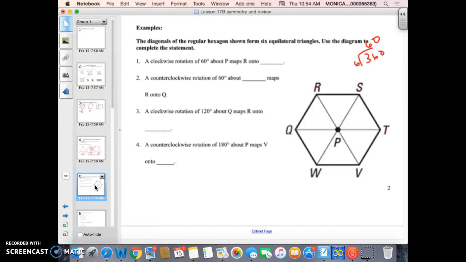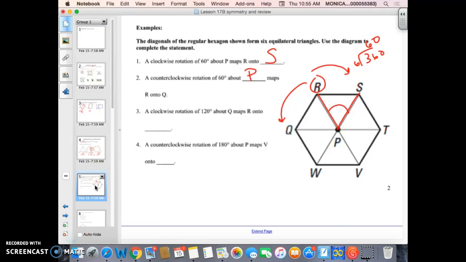So we're going to go around point P. We'll map R onto, and it says clockwise. So I'm going this way. This to this. We'll map R onto S. A counterclockwise rotation of 60 degrees about the point P, which is the middle point, maps R onto Q. So if you go counterclockwise, you'll end up here.